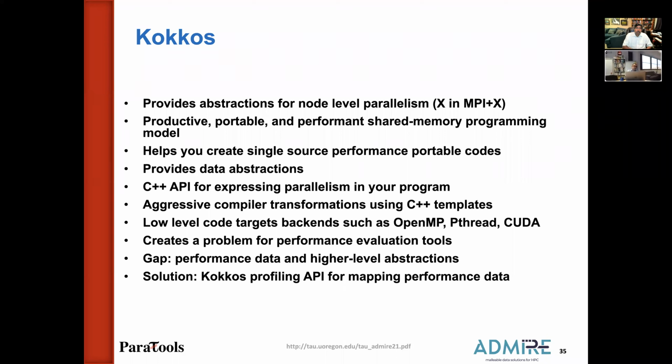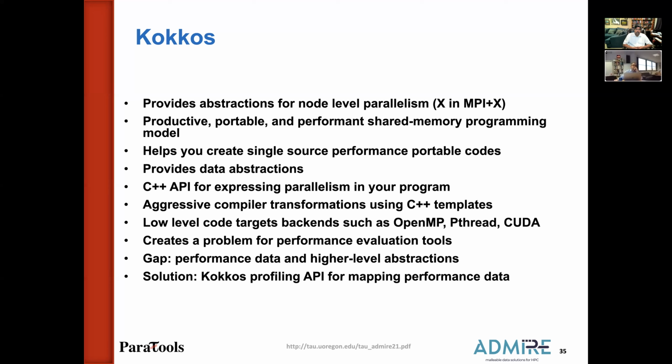Now, Kokkos is another node-level parallel runtime that allows you to express parallelism in your code in a single-source, performance-portable library. So what you get with Kokkos is a set of data abstractions and a C++ API that you can use for expressing parallelism in your code.